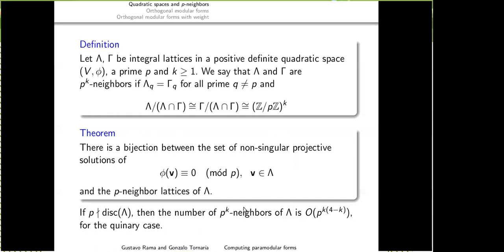Now, we can count the number of p^k neighbors, and if p doesn't divide the discriminant of our lattice, then the number of p^k neighbors of lambda is big O of p to the power of k times (4 minus k). This is for the quinary case. So when k is equal to 1, we have big O of p cubed, and for k equals 2, we have big O of p to the power of 4. Okay, so now we can define the space of orthogonal modular forms.